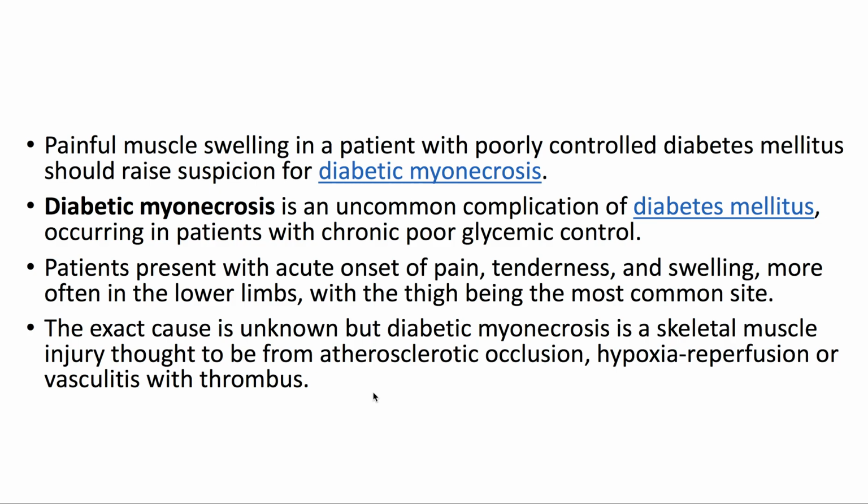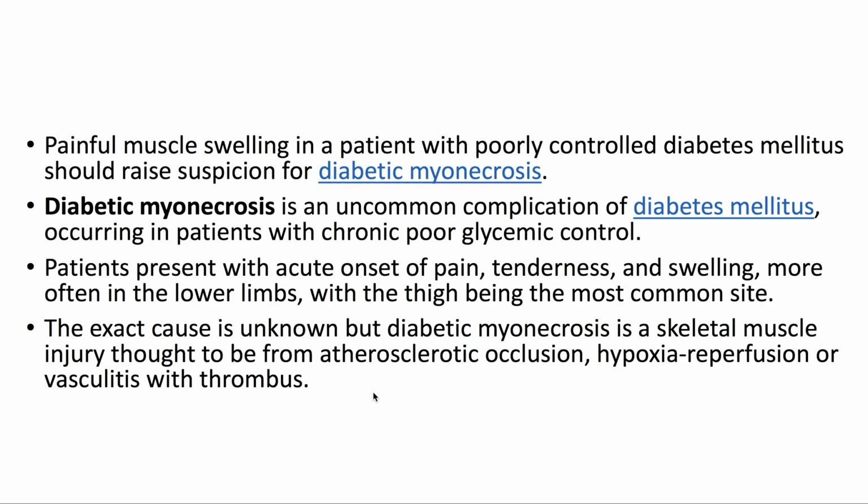This patient with painful muscle swelling and poorly controlled diabetes should raise suspicion for diabetic myonecrosis. Diabetic myonecrosis is an uncommon complication of diabetes, occurring in patients with chronic poor glycemic control.